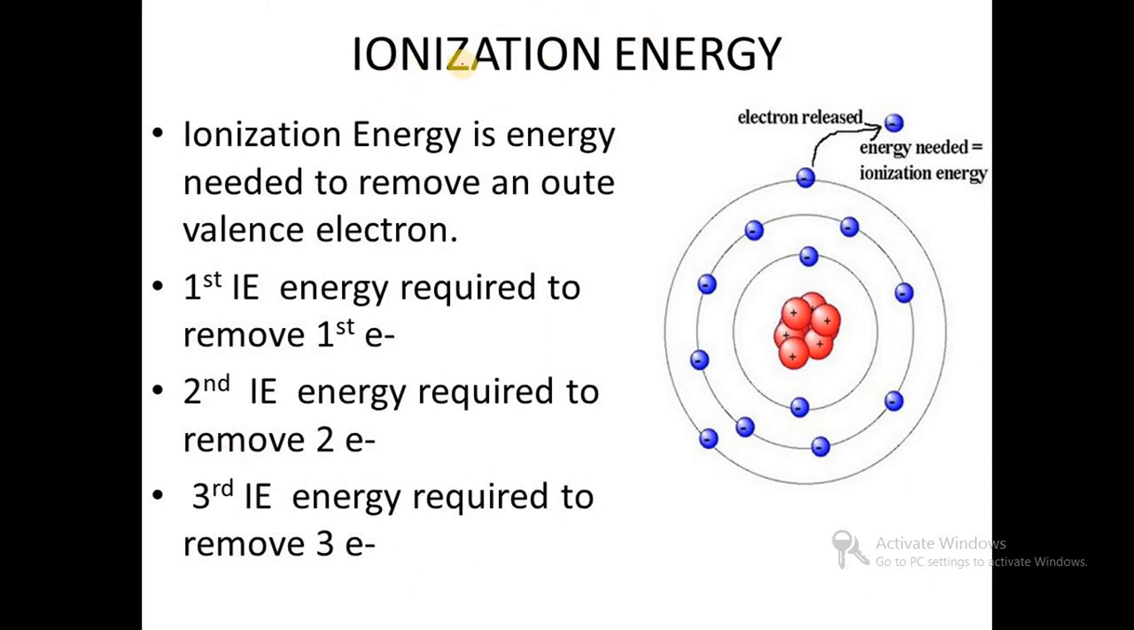Ionization energy is the energy needed to remove an outer valence electron. In this diagram, the energy required is shown when the outermost electron is released, and this energy is called ionization energy. The first ionization energy is required to remove the first electron, the second to remove the second electron, and the third ionization energy is the energy required to remove the third electron.